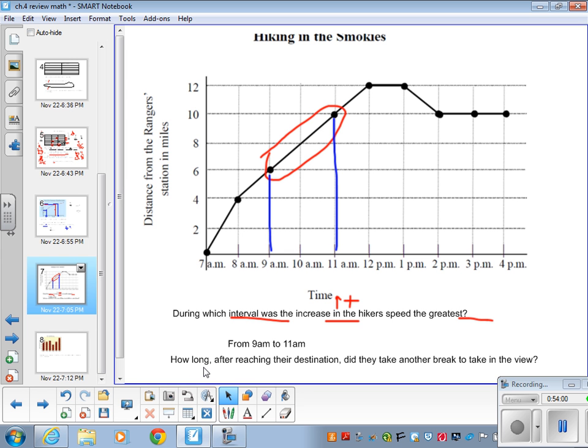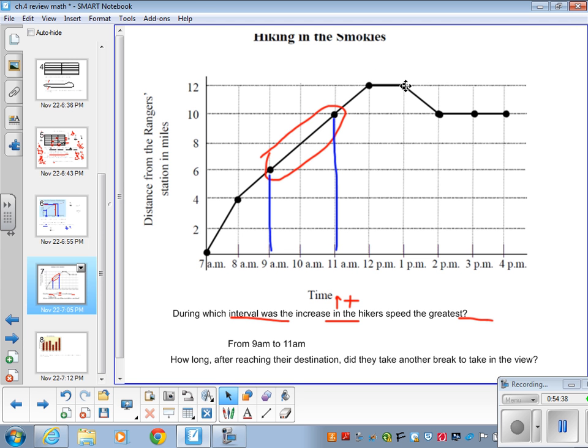Next question. How long after reaching their destination did they take another break to take in the view? So just like the bus, we know that when there's 2 dots on the same line, it means they stopped. So I'm inferring that at 12 p.m. they reached the top of the mountain and took a break from 12 to 1, maybe to eat their lunch, because that's lunchtime, and to take pictures.